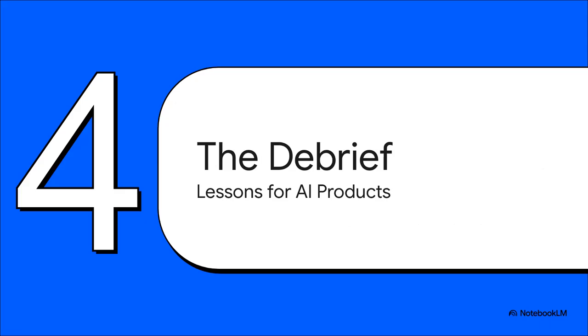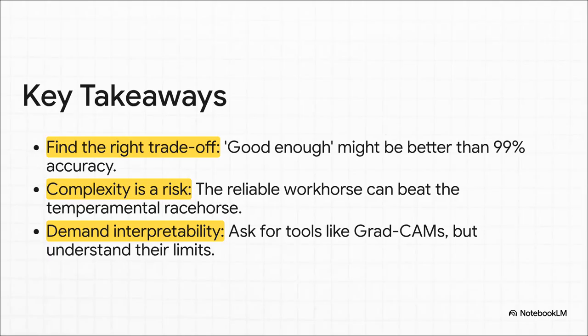So after this whole journey, from that simple little MVP all the way up to a state-of-the-art champion model, what are the key lessons you can take away for your next AI product? Okay, first thing, start with a simple baseline. Always get a feel for the problem before you go crazy. Sometimes good enough is a much better business answer than chasing 99% accuracy.